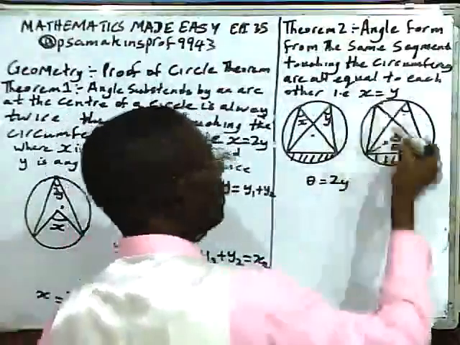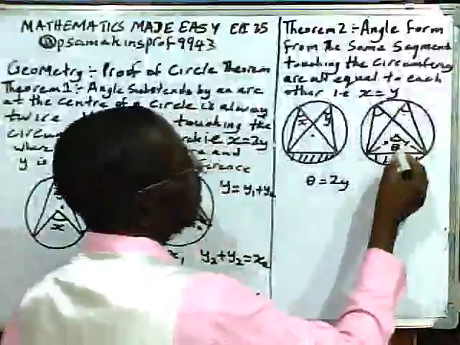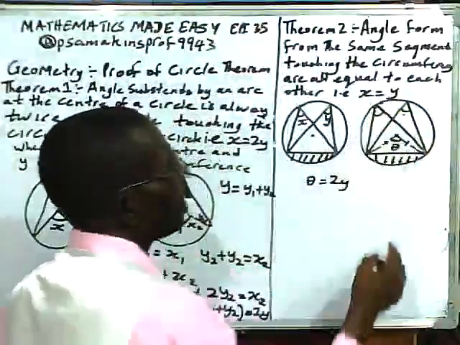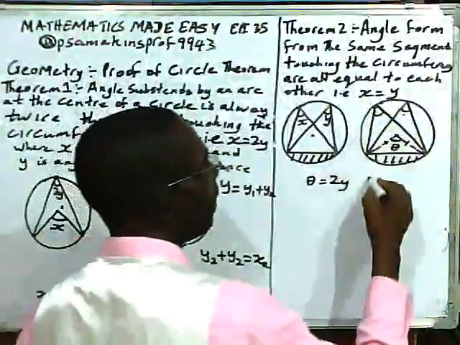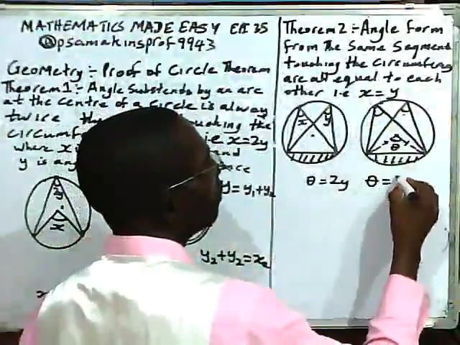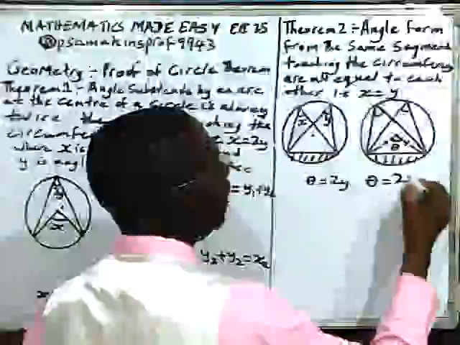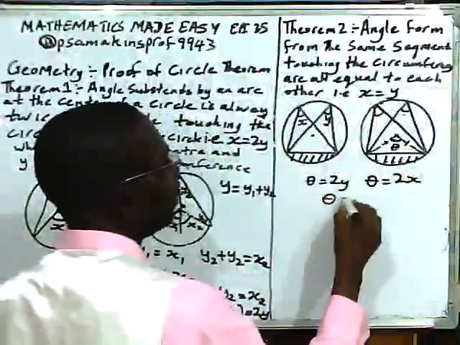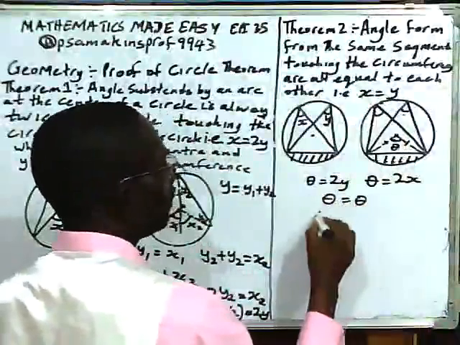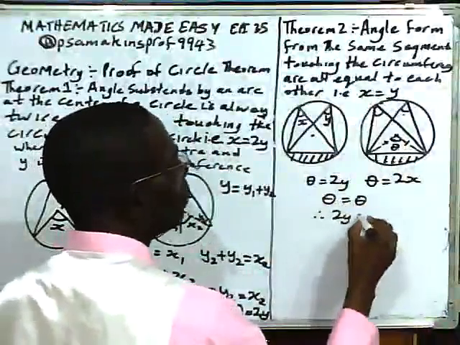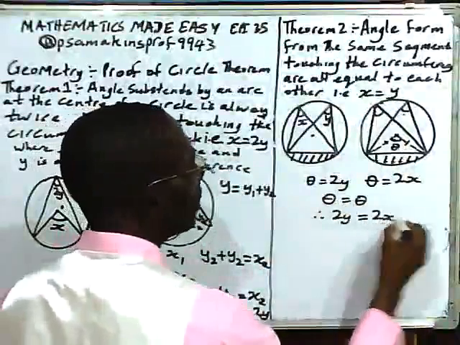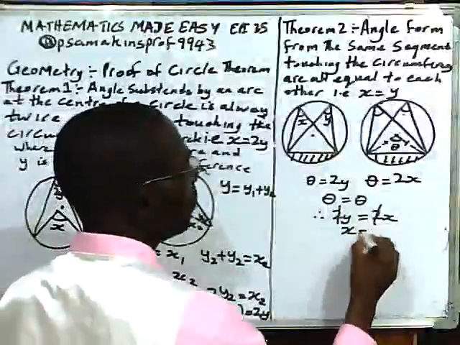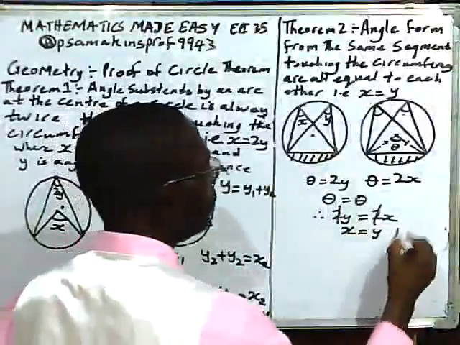If we look at it here also, this side, the angle at the center again is equal to twice the angle at the circumference. That means theta again is equal to 2x, if that place is x. So since theta is equal to theta, therefore 2y will be equal to 2x. We cancel 2, then we can say that x equals y. Proof.